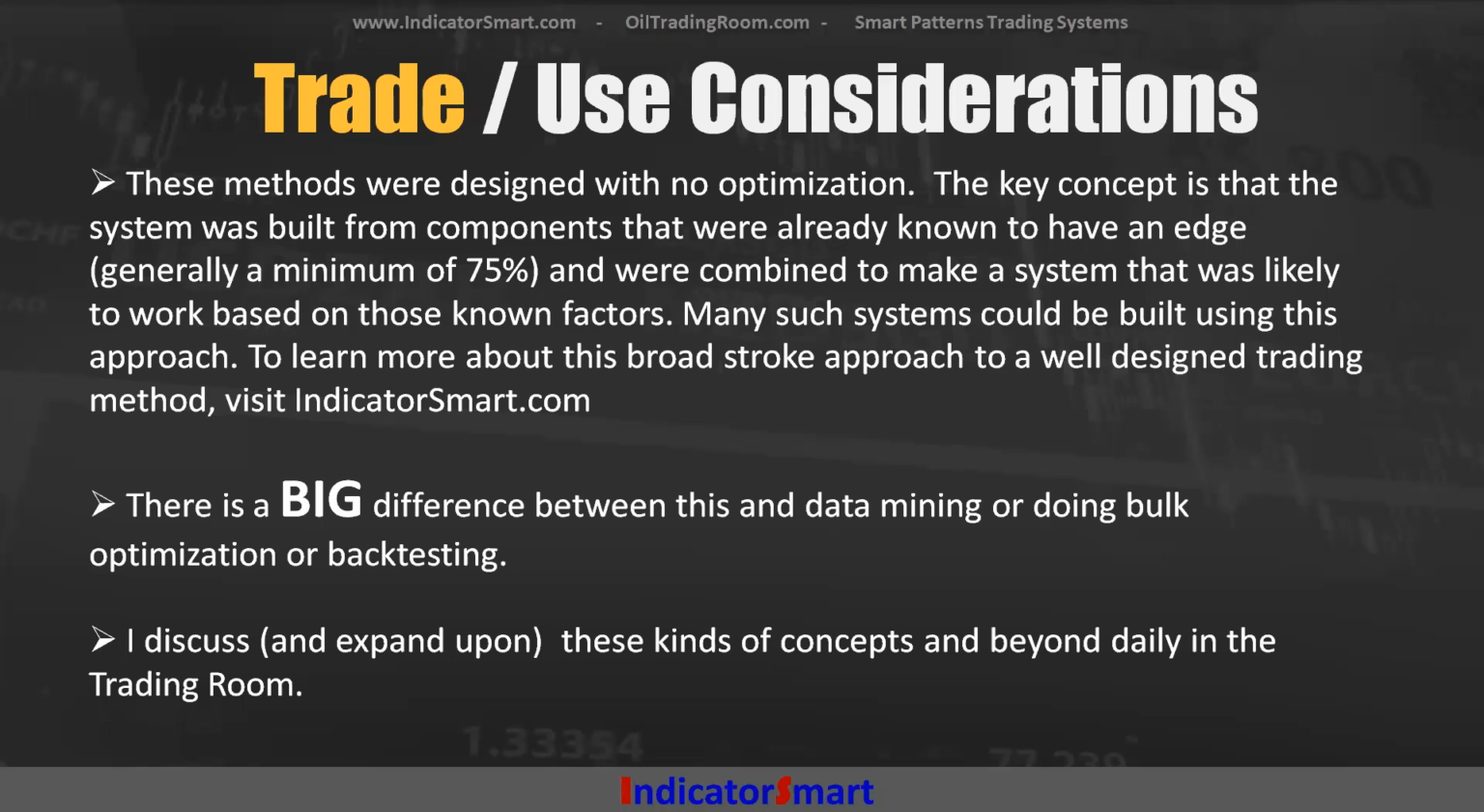on the chart. The key concept is that the system is built from components that are already known to have an edge. And generally, I won't accept anything that's got less than 75% probability. I've got other things lining up with that. In any of the ways that we've covered, I will expect those to combine together and make the system more robust. Many such systems could be built using this kind of approach, or this approach specifically, and learn more about this broad stroke approach to a well-designed trading system.